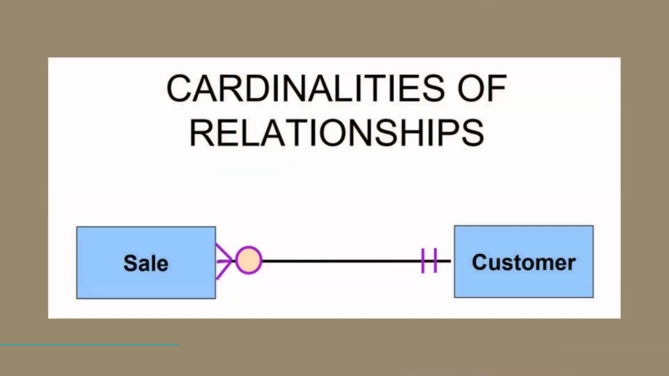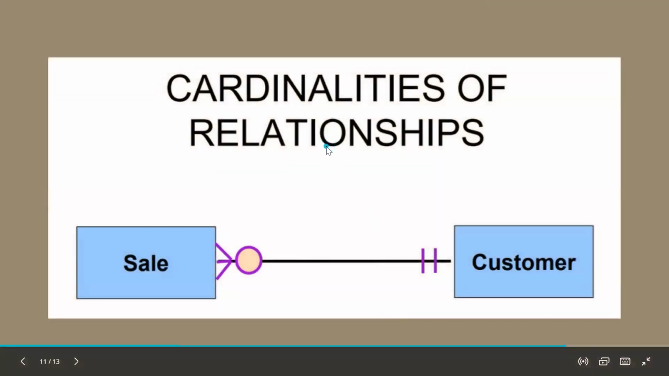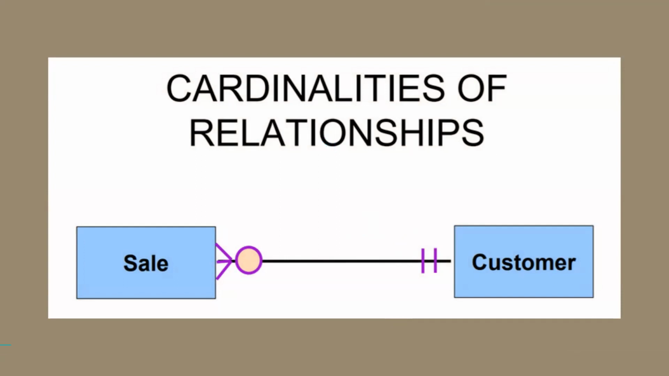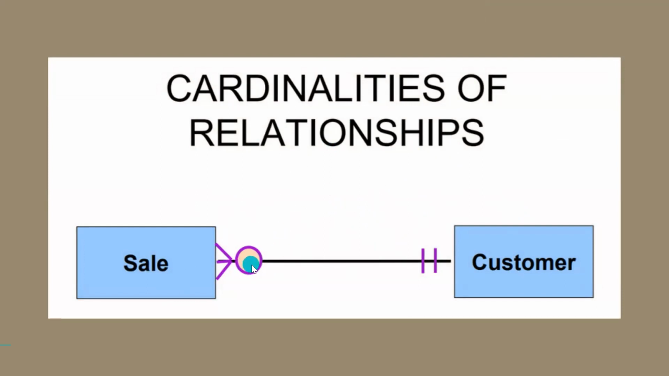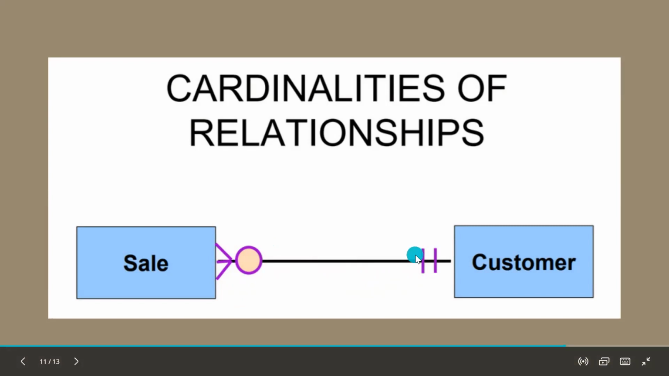Okay, so cardinalities of relationships. This picture I took is, for example, a real REA diagram, because each company has its own REA diagrams. Now I'm going to explain what is happening here. Typically there is a minimum and maximum cardinality for each entity participating in a relationship. The minimum cardinality can be either 0 or 1. The minimum cardinality is over here and here.